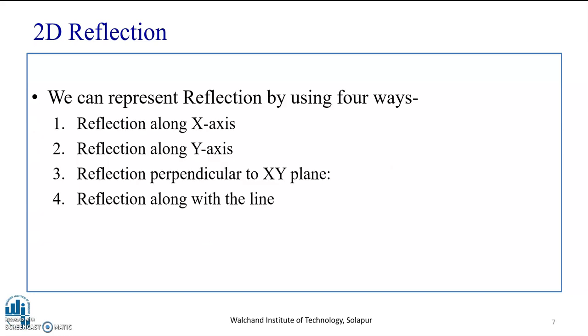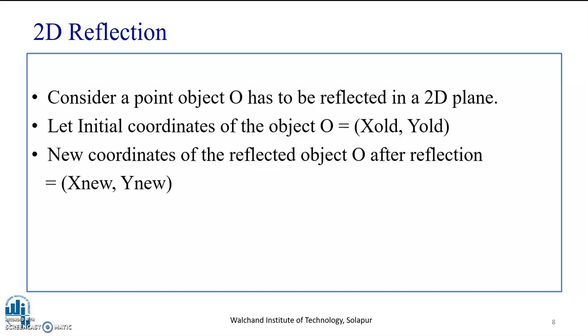Moving ahead, we can represent reflection in four ways: reflection along x-axis, reflection along y-axis, reflection perpendicular to xy plane, and reflection along a line. However, in this video lecture, we will be focusing on the first two types of reflection, that is, reflection along x-axis and reflection along y-axis.